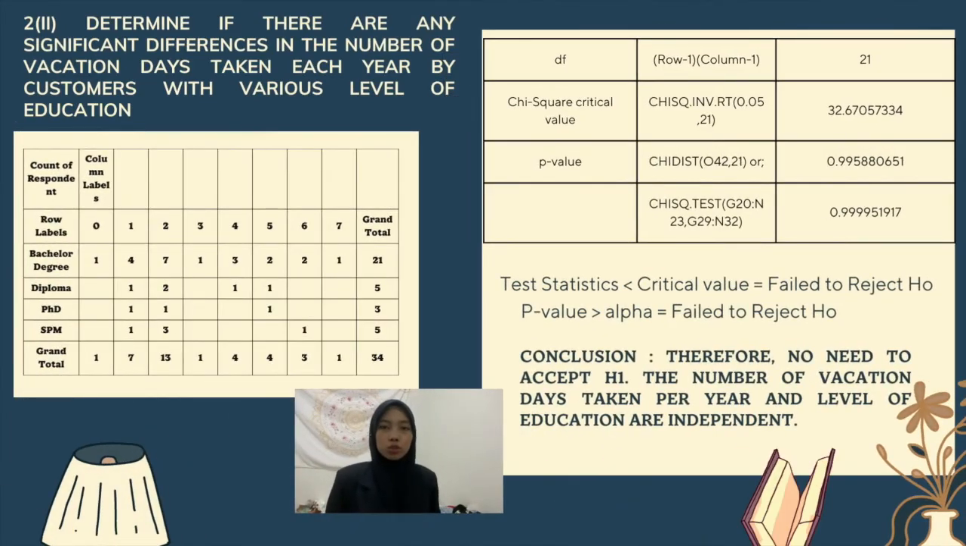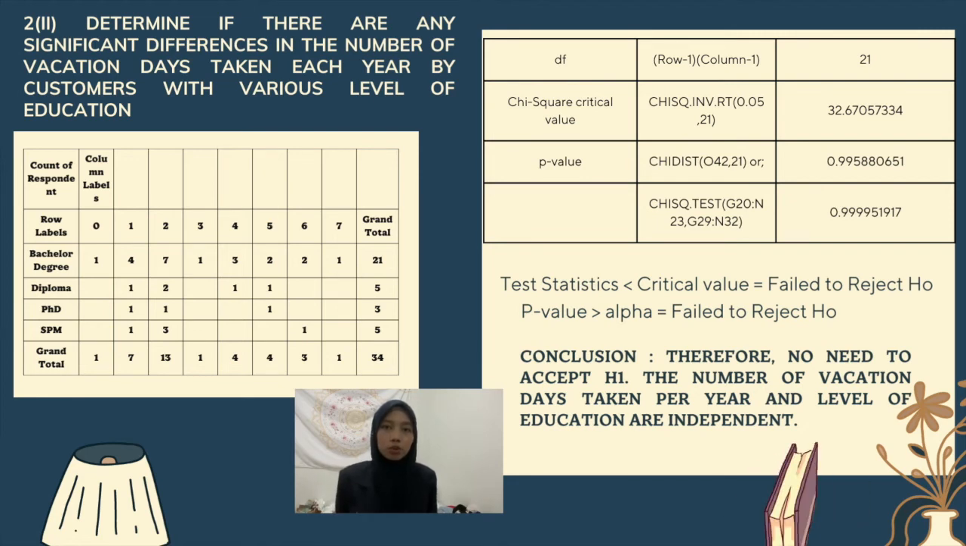For question 2 to Roman, we use chi-square, which is a non-parametric method if the population data are not normally distributed. Firstly, determine H0 and H1. H0 is the numbers of vacation days taken per year and levels of education are independent. Meanwhile, H1 is the numbers of vacation days taken per year and levels of education are dependent.